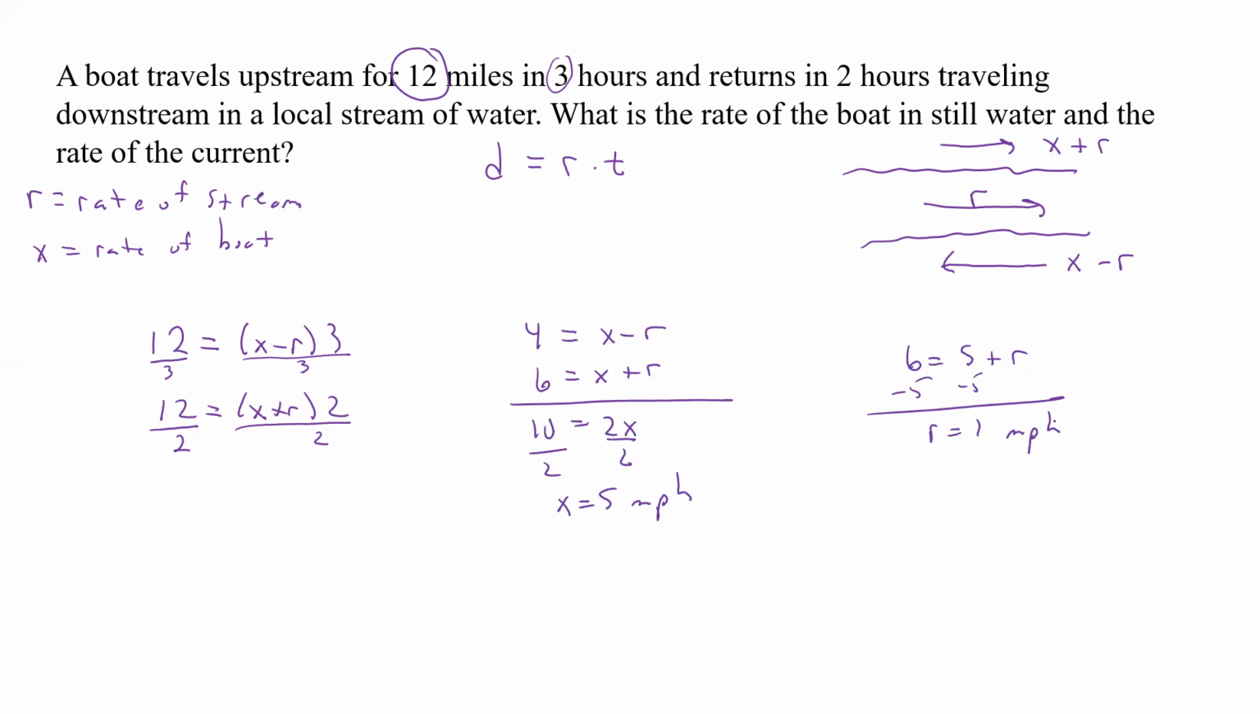Okay, so that, remember, is the rate of the stream. That's the rate of the boat. Now, does it work? Well, they're different numbers. They're not 6 and 2, they're 5 and 1. So if we take 5 minus 1, that's going to give us 4 times 3 is 12. That works. And then we have 5 plus 1 is 6 times 2 is 12. That works. So that's going to be our correct values.